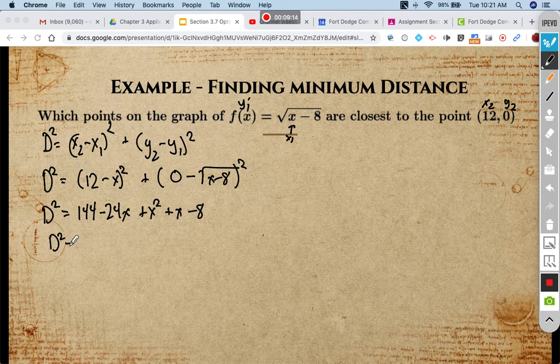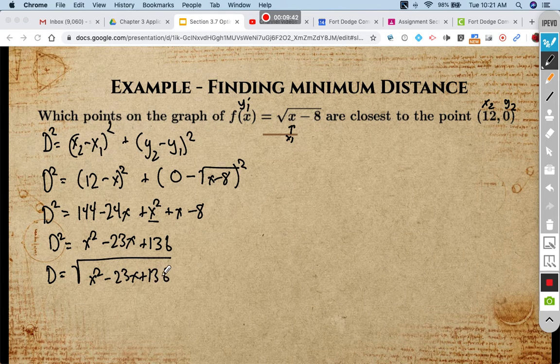So d squared is going to be x squared minus 23x plus 136. Or d is, now I'll take the square root of that: the square root of x squared minus 23x plus 136.